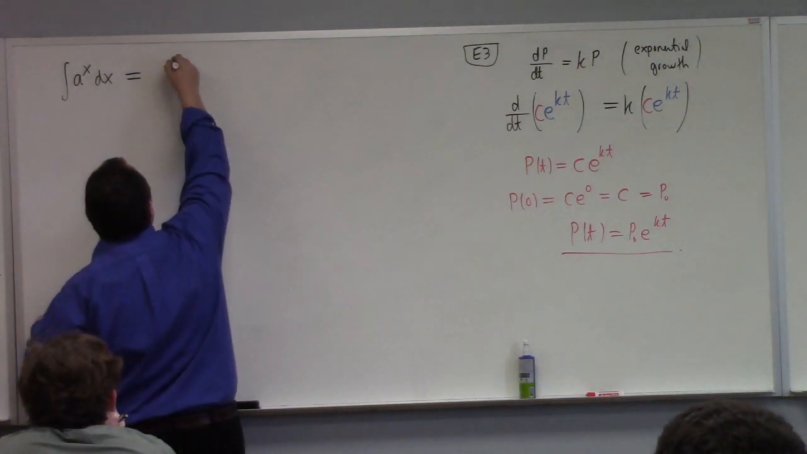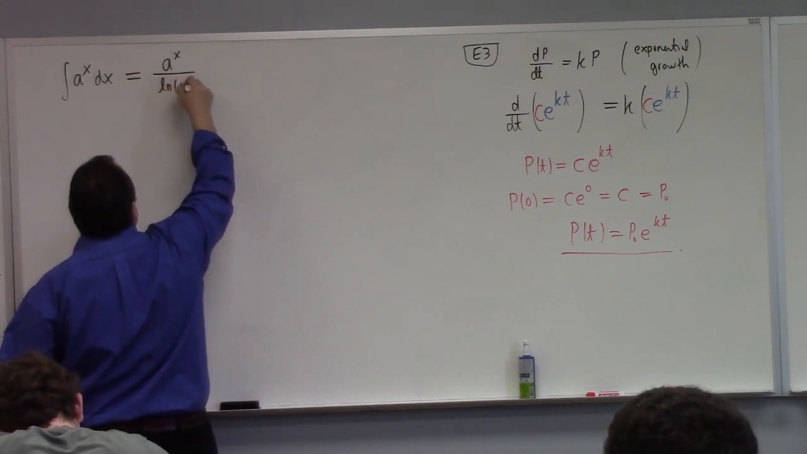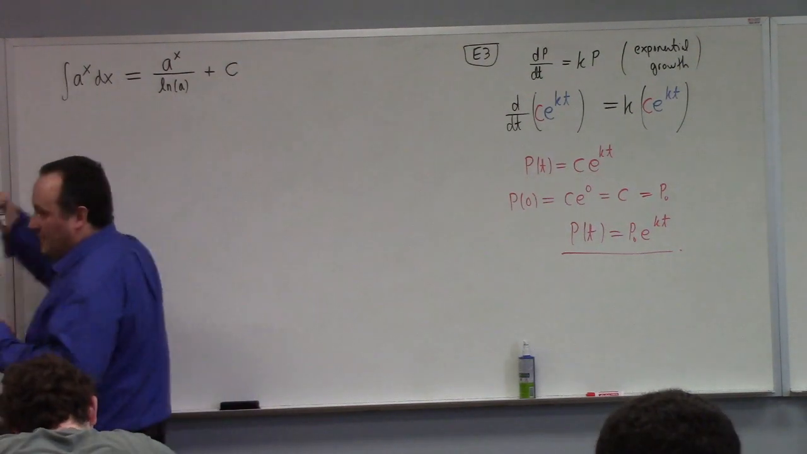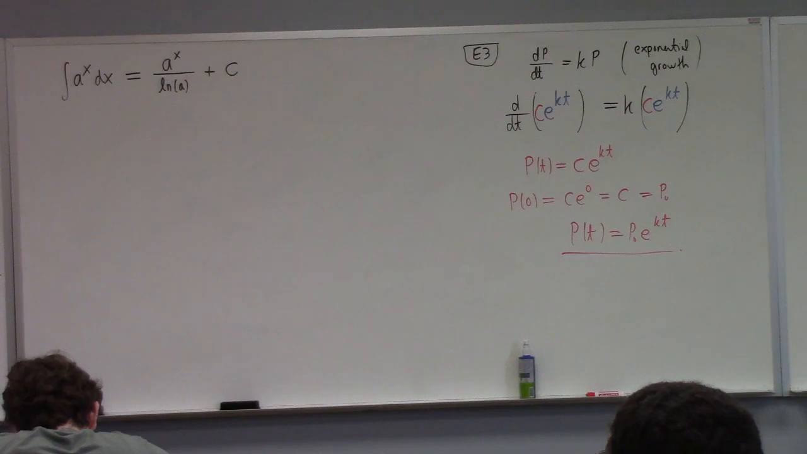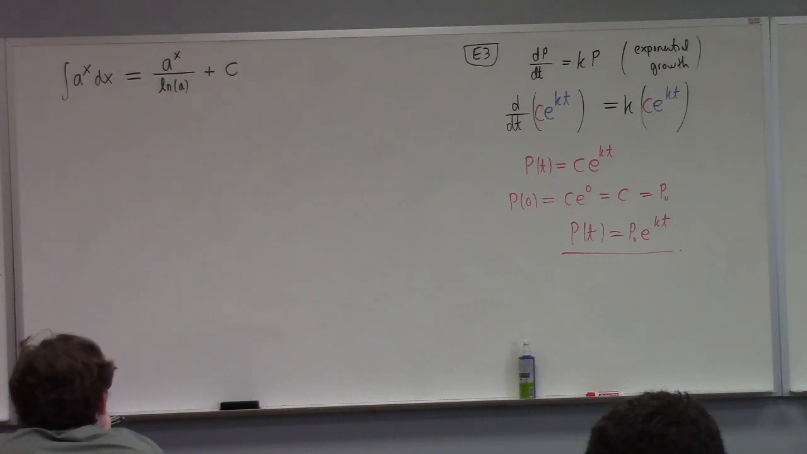How about this? If we take a to the x and we divide by natural log of a, that should work, right? Because when I differentiate a to the x, I get what? I get natural log of a times a to the x. So that will cancel with the 1 over natural log I put there. And when we differentiate the integral, we'll get back to the integrand.